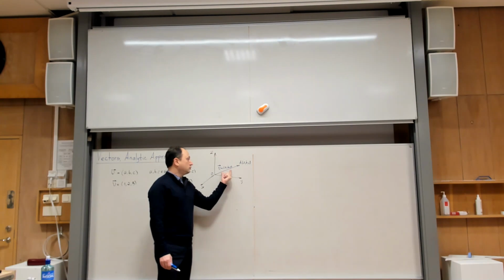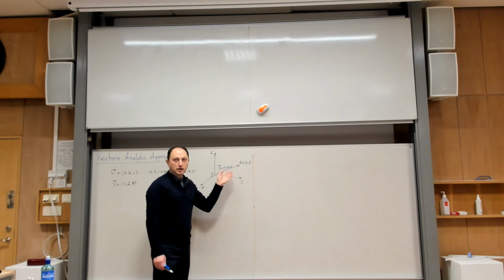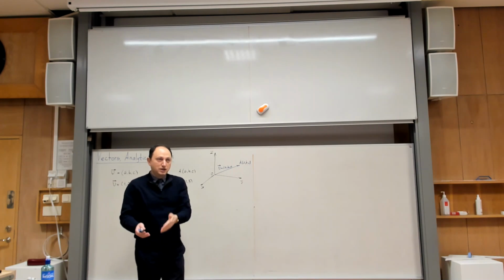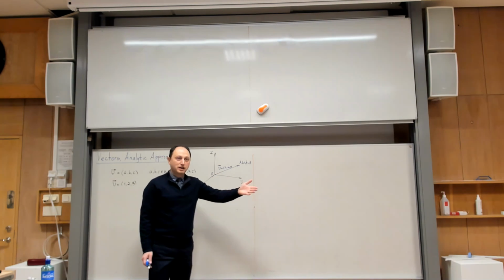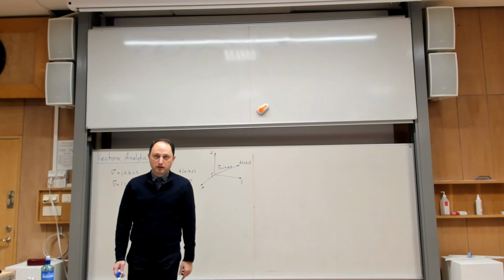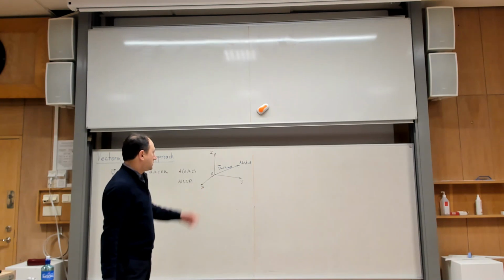If I just move this vector, parallel transport this vector, and draw it from any other point, the components will not change, because that vector again takes me A units along the x direction, B units along the y direction, and C units along the z direction.